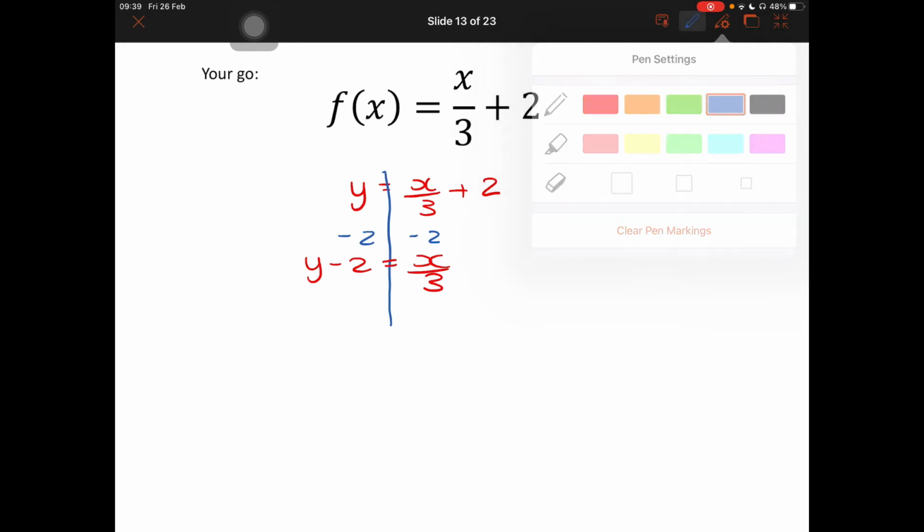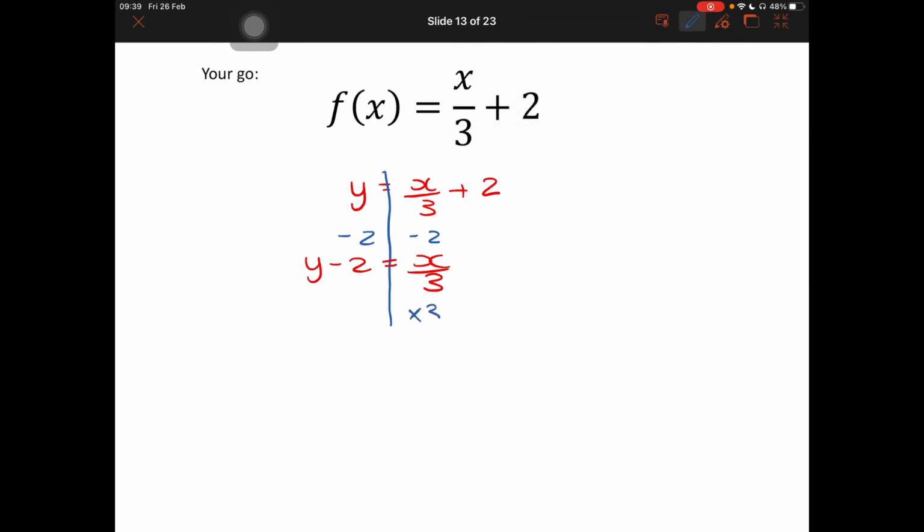To get x on its own, the opposite of dividing by 3 is to times by 3. So you've got to be careful with this. You can either use brackets or you can times each individual term straight away. What might be easier, times each individual term. When you times an expression by 3, you can either use the brackets or we can go 3y minus 6. Make sure you multiply all parts equals x.